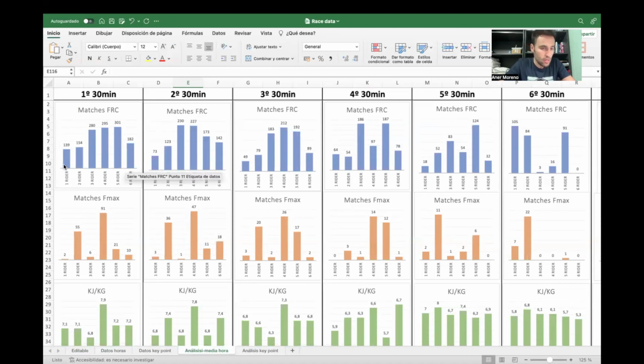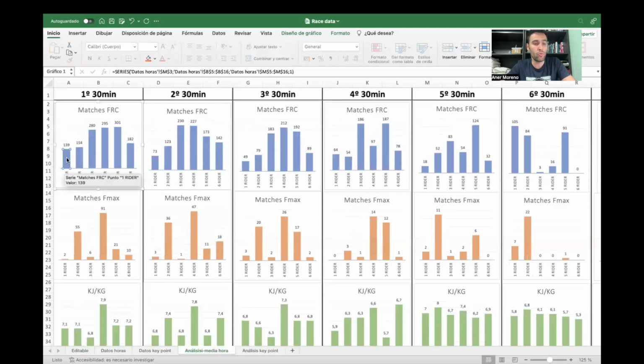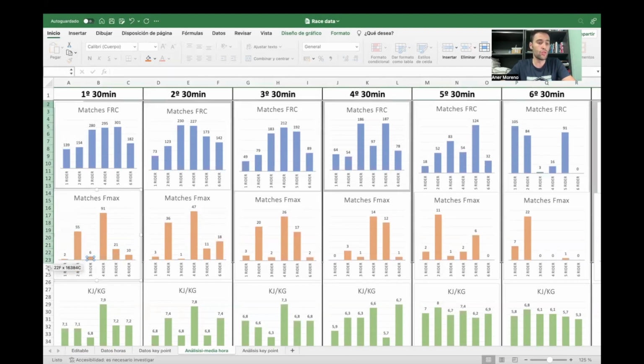As we can see here, the first rider, remember he was the leader of the team. He spent the least of all of them. The 2 riders who had to help him are also spending less FRC matches, but he has spent more PMAX matches, but it is proportional. This one has spent a lot here, but look at this, only 6 efforts on PMAX. Those 2 have to be also related, okay?